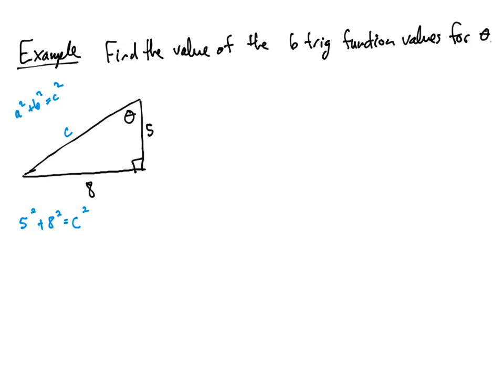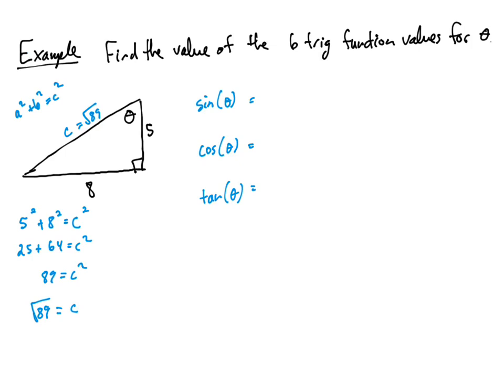All right, so we need to figure out what c is equal to. 5 squared is 25, 8 squared is 64, and 25 plus 64 is 89. So c is equal to the square root of 89. I don't think we can simplify that radical at all, so let's call it the square root of 89. Now that we have all 3 sides, we're going to proceed just like we did in the previous one: sine of theta, cosine of theta, tangent of theta.